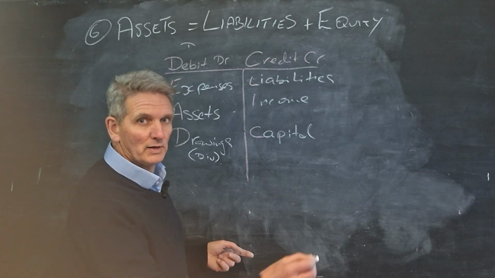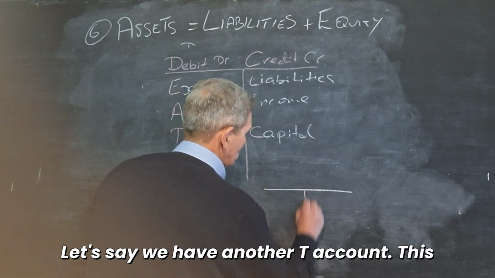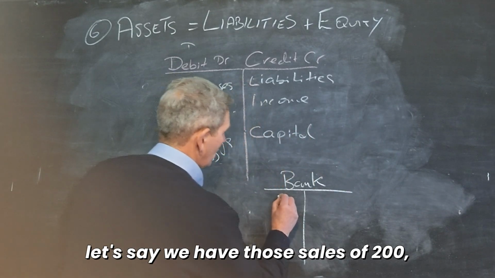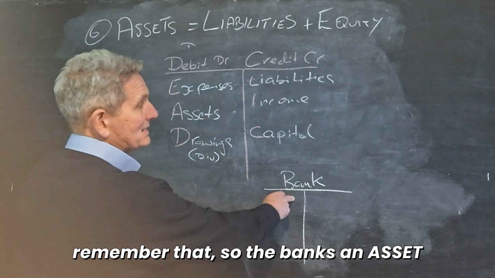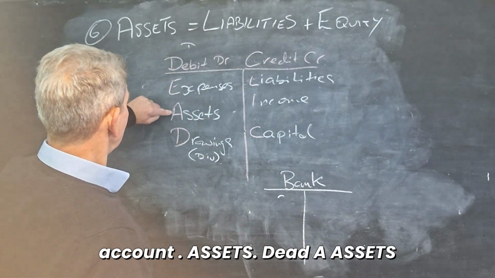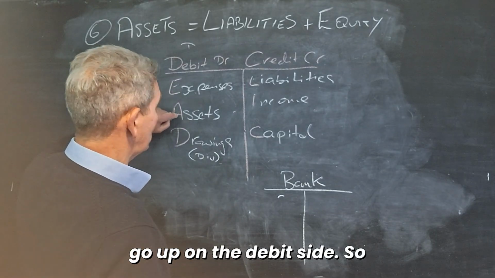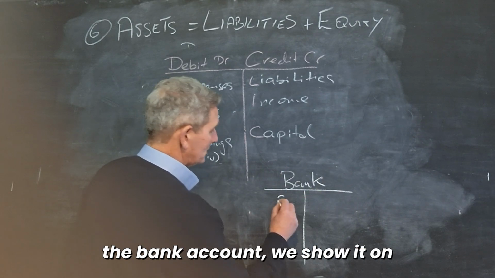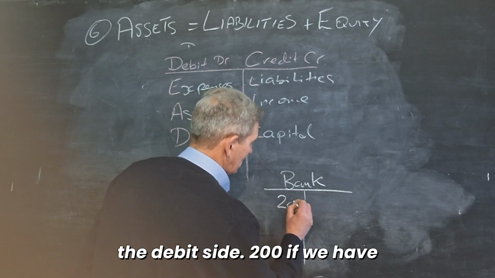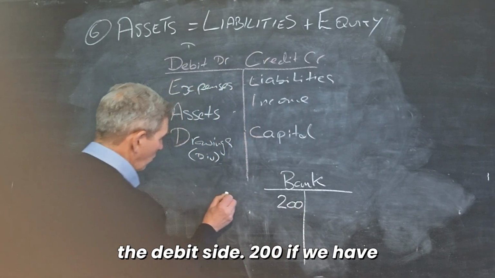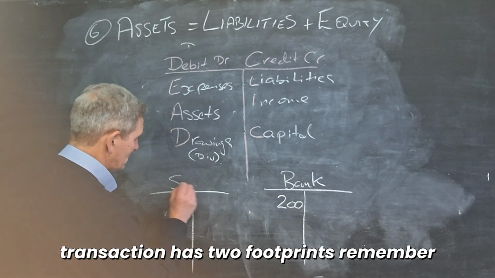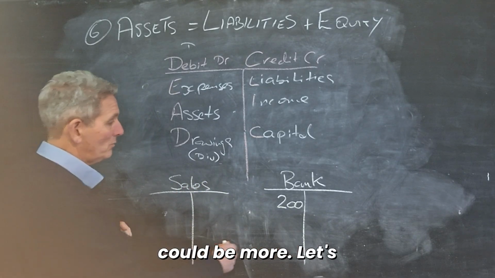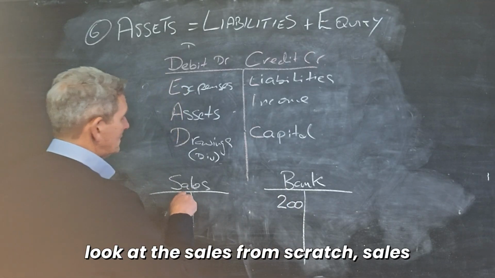Let's say we have another T account. This is the bank account again. And let's say we have those sales of 200, remember? So the bank's an asset account. Assets, DEAD, assets go up on the debit side. So if we have $200 of sales on the bank account, we show it on the debit side, 200. If we have the sales account, because every transaction has 2 footprints, remember, in 2 separate accounts, at least 2, could be more. Let's look at the sales from scratch.